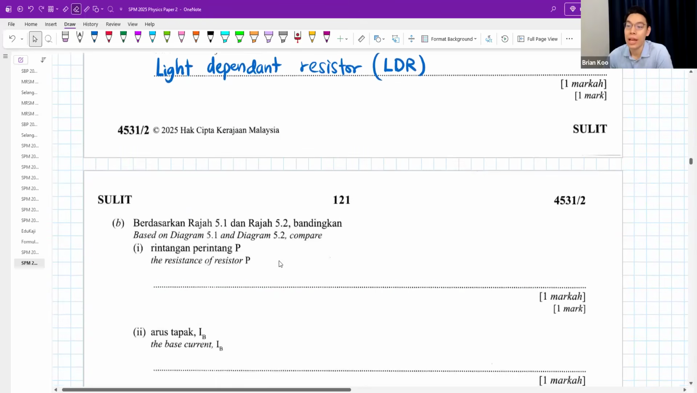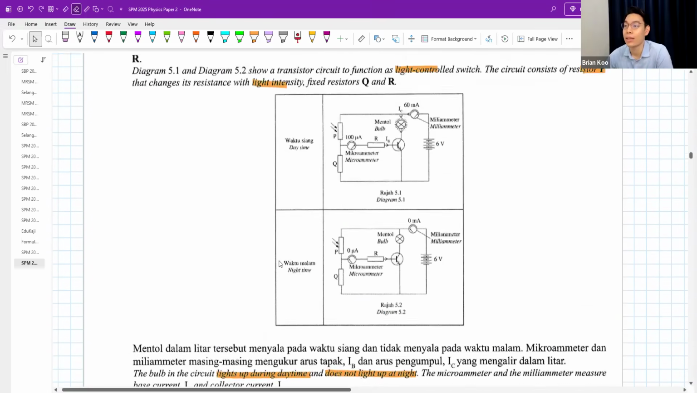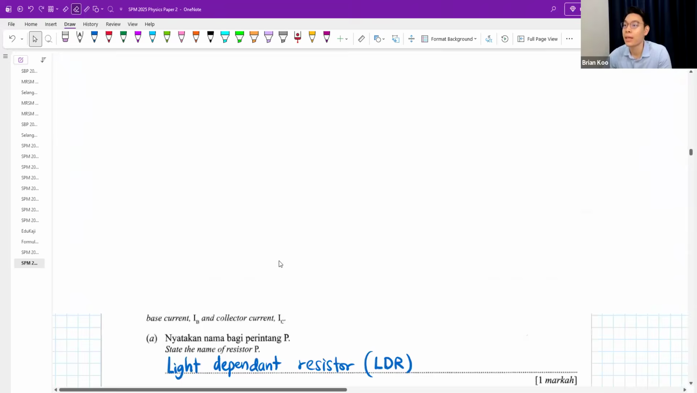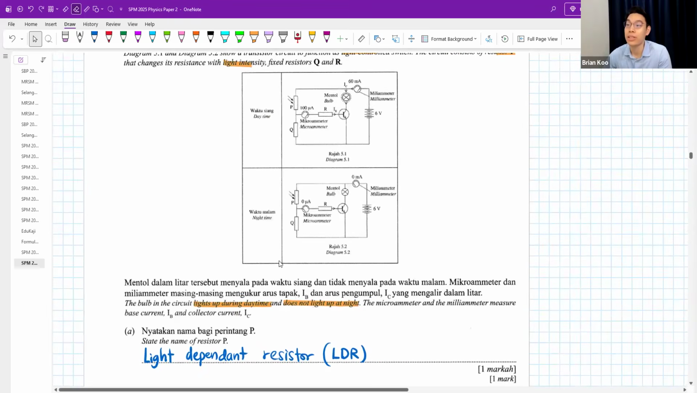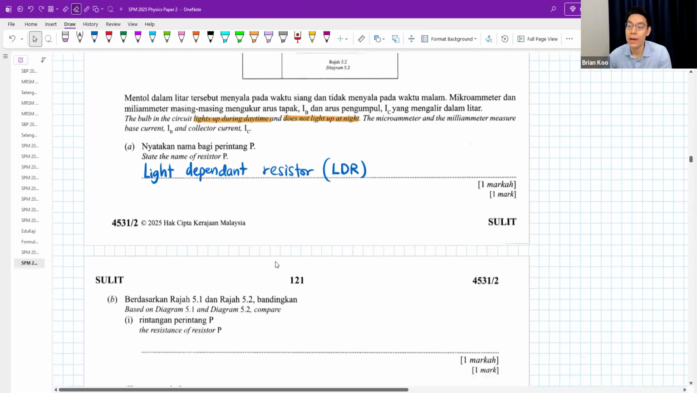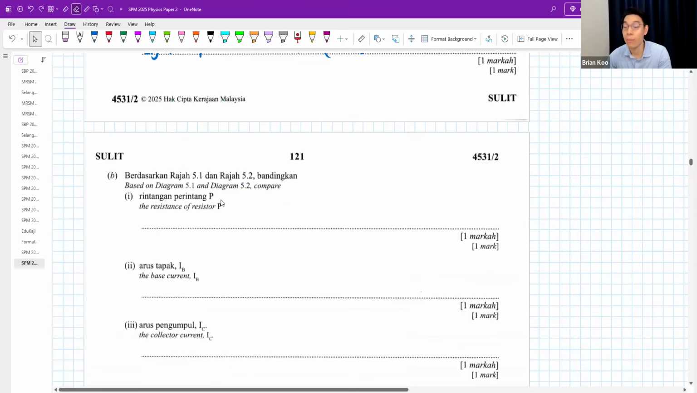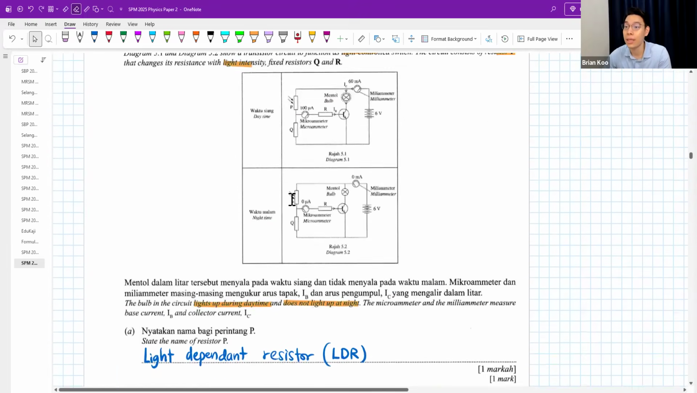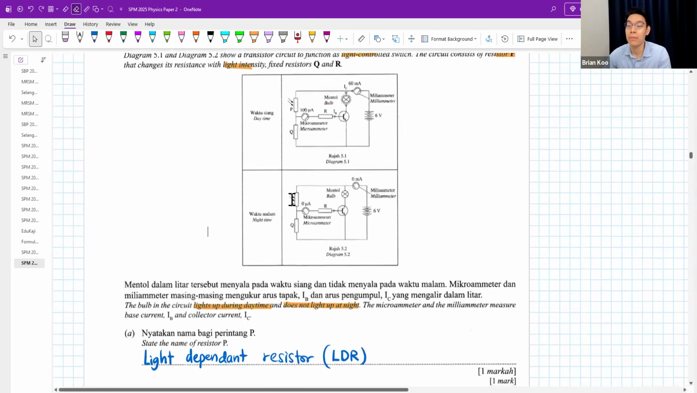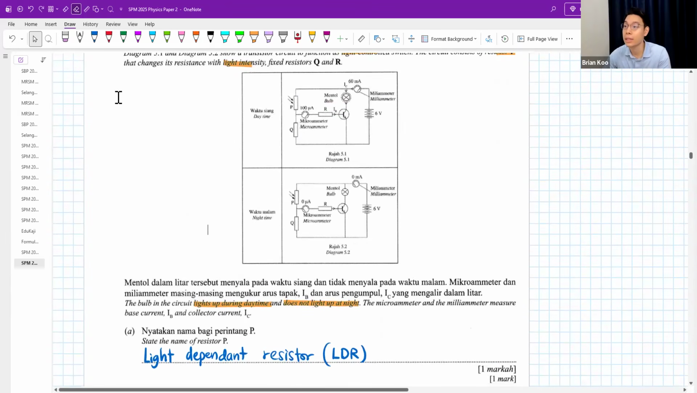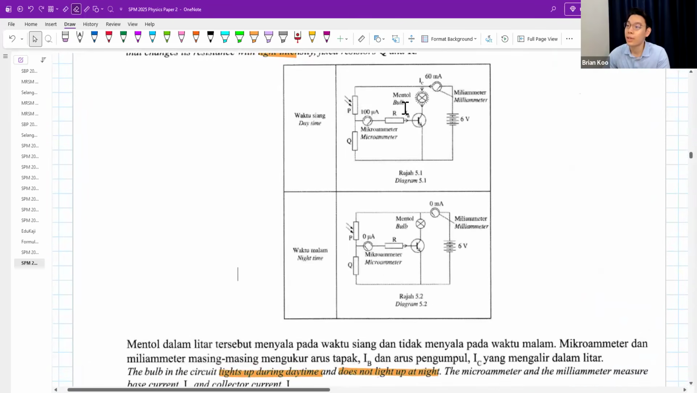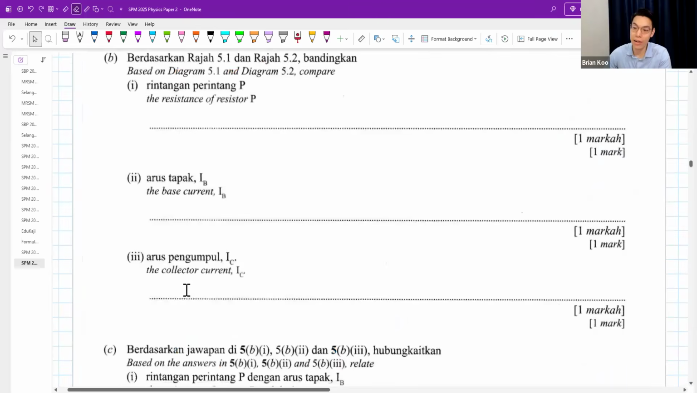Part B. Based on diagram 5.1 and 5.2, compare the resistance of P. Actually, this is a very good question because normally if you go and look at a comparison question, it's very straightforward. But this one, the resistance of P, they didn't give. You have to know a little bit about LDR. Okay, so they say the bulb is going to light up. By the way, later on, they will ask you to compare the base current and collector current also.